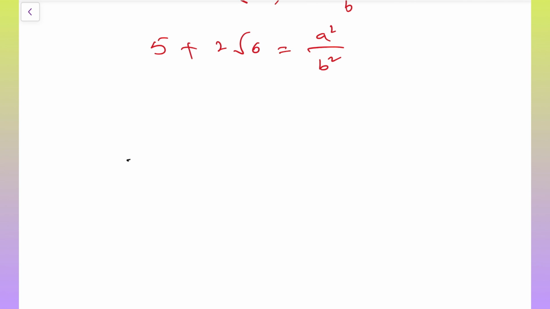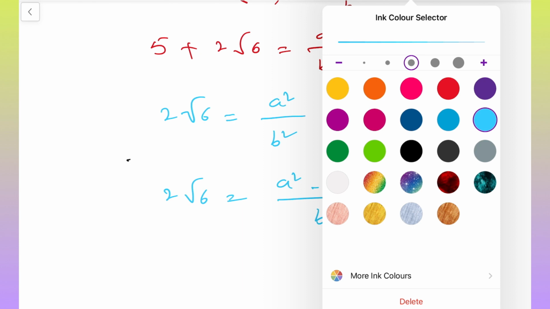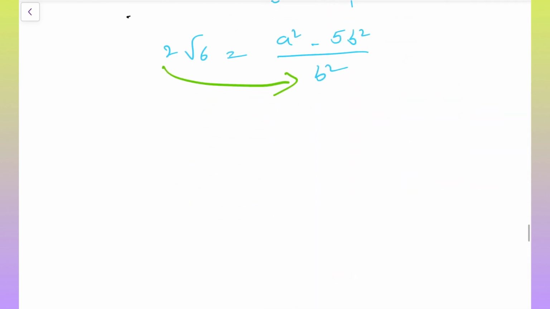Take 5 to the right side, so we remain with 2 times root 6 is equal to a square by b square minus 5. This 5 can be written as 5 by 1. 2 root 6 is equal to a square minus 5b square divided by b square. Now take this 2 also to the right side. Then finally we remain with root 6 is equal to a square minus 5b square divided by 2b square.